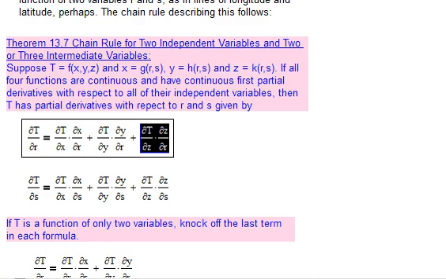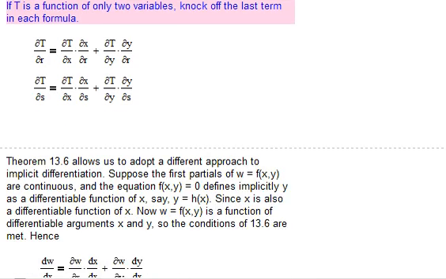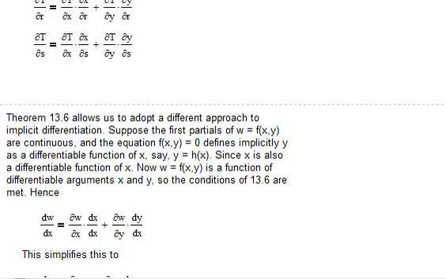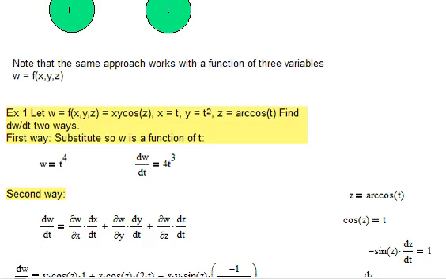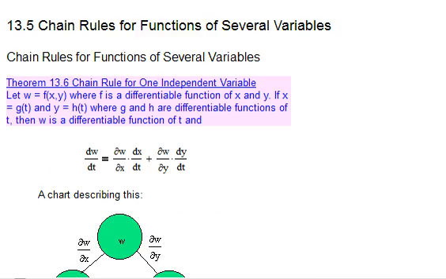That was 13.7. Well, 13.6 allows us to adopt a different approach to implicit differentiation, which is nice. Suppose the first partials are continuous and the equation f of x, y equals 0 defines implicitly y as a differentiable function of x, say y equals some h of x. Since x is also a differentiable function of x, duh, now w equals f of x, y is a function of differentiable arguments x and y, so the conditions of 13.6 are met.